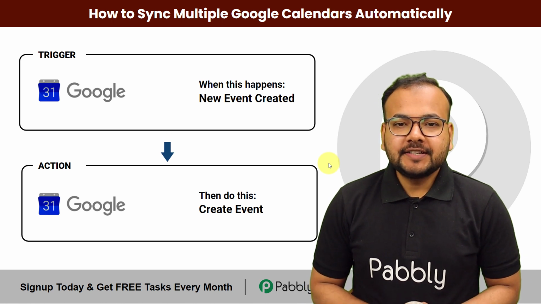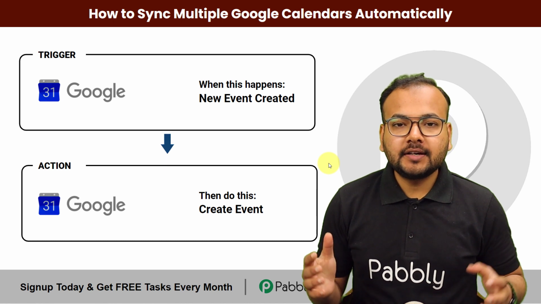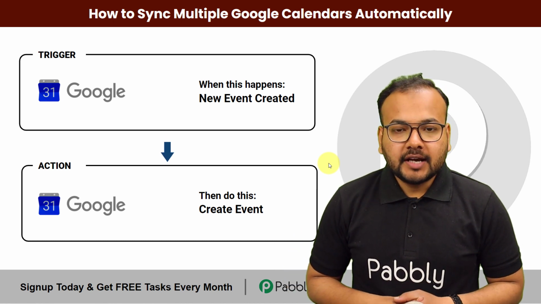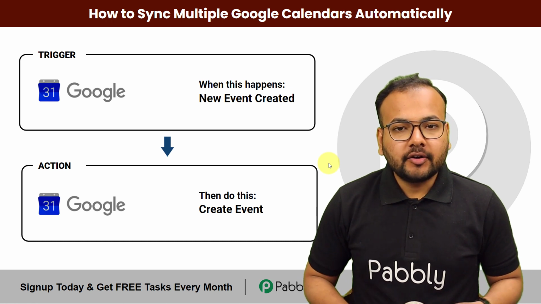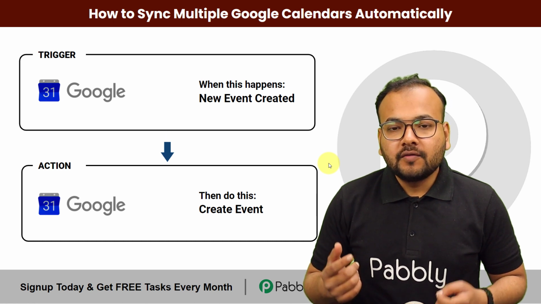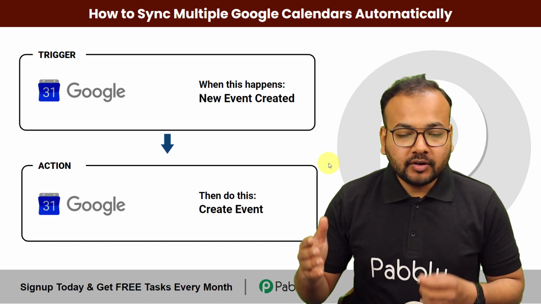Hey everyone, in this video you will learn how you can synchronize two different Google calendars with each other automatically. So guys, suppose that you are using Google Calendar for tracking your personal events. So you have another calendar which is shared with your team and your team tracks the events on that calendar.